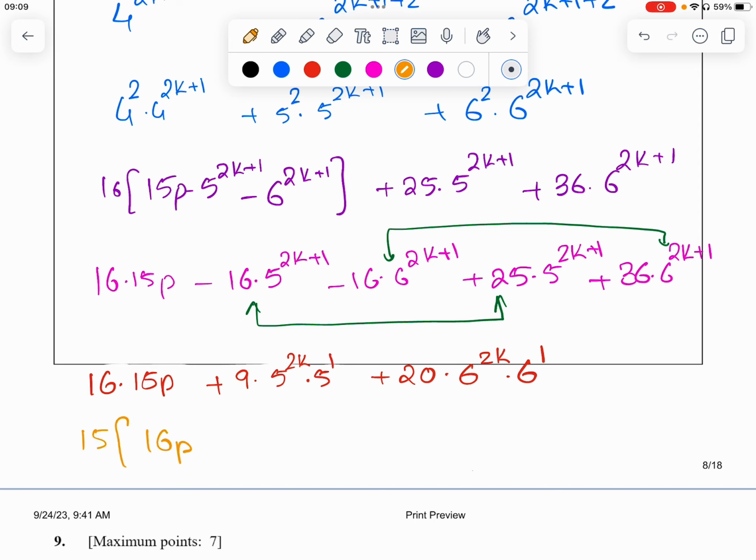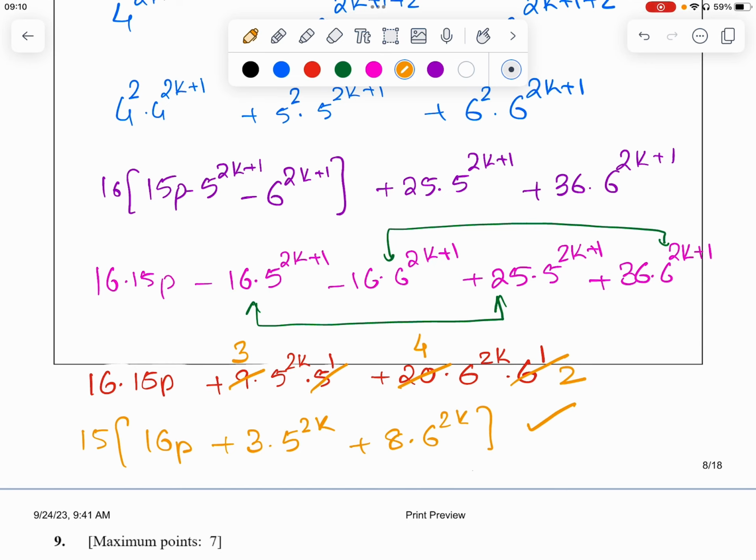So it becomes 16p. 15 means 3 times 5. 5 from here, 3 from here. So it will be 3 times 5 power 2k. Again 15: 5 from here, 5 times 4, and 3 times 2, 3 from there. So it will become 8 times 6 power 2k, which is a multiple of 15.